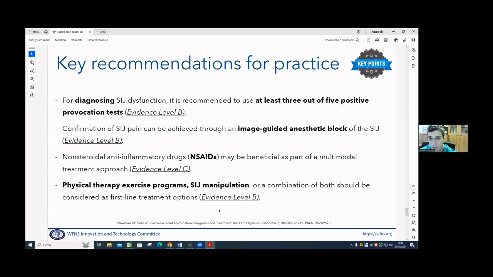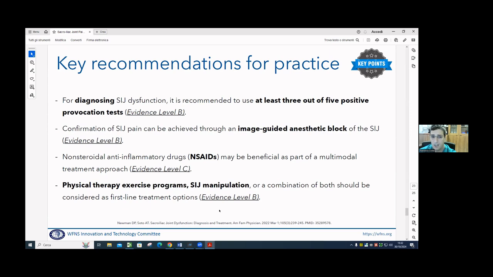For the key recommendations for daily activities, we have to consider that for the diagnosis of sacroiliac joint dysfunction it is essential to use at least 3 out of the 5 positive provocation tests, with an evidence level of B. Confirmation of sacroiliac joint pain can be achieved through an image-guided anesthetic block, and we have seen that it has an efficacy of 25%, so an evidence level B.